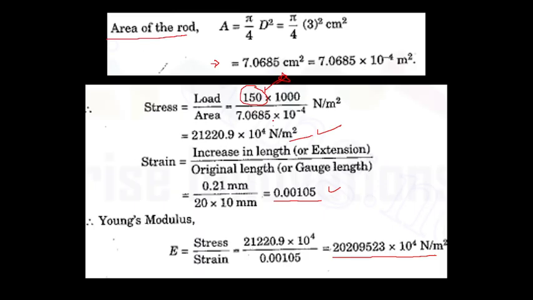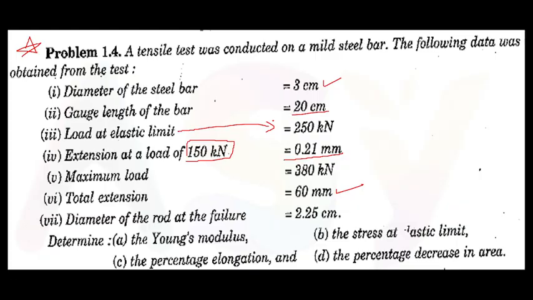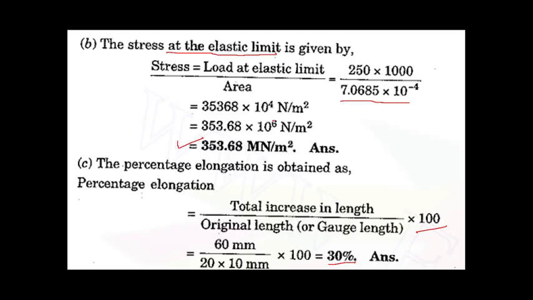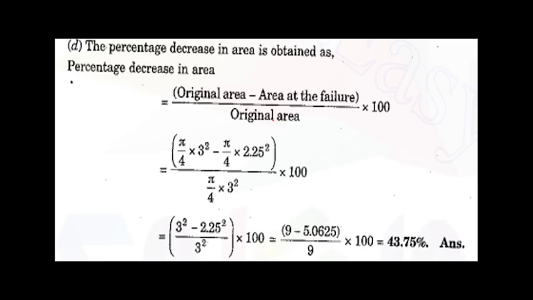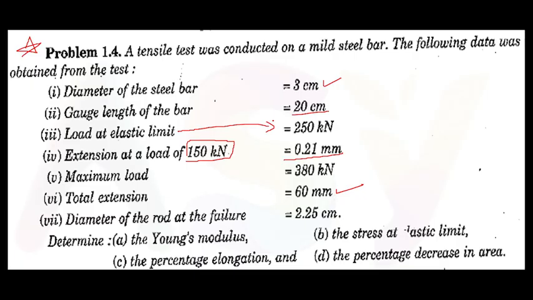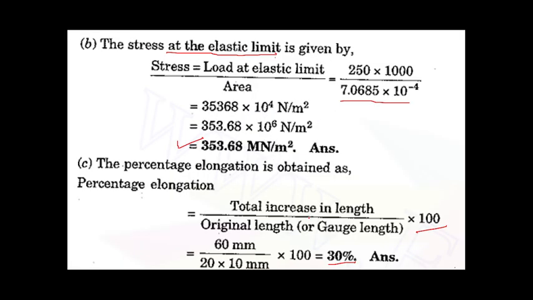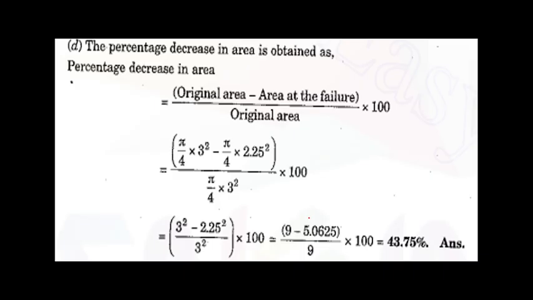So original area is, the diameter is 3 mm, so pi by 4 d square. The value of area at failure. What is the diameter at failure? See, diameter of the rod at failure 2.25. Originally 3 centimeter, the rod fails at 2.25. So original value minus value at failure upon original value. You will calculate this. You will get 43% approximately. On calculator, it will be approximately 43%.